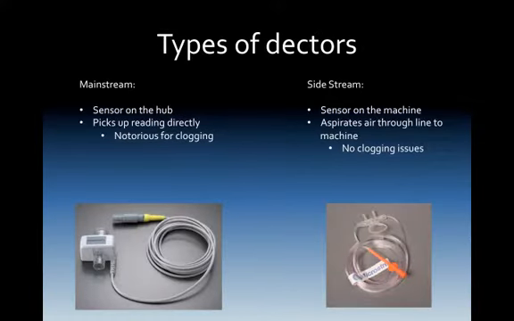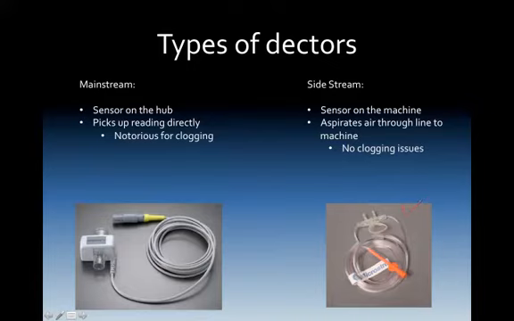Types of detectors. There are 2 types out there. There are mainstream and sidestream. Mainstream, sensor on the hub, picks up a reading directly, and they're kind of notorious for clogging. A sidestream, sensor on the machine, aspirates air through a line on the machine, and there's generally no clogging issues with this. However, vomit can come out of the tube and can clog even a sidestream. So just be aware of that.